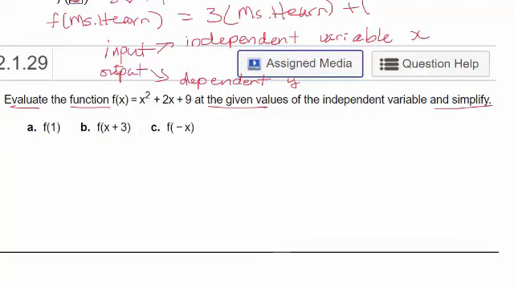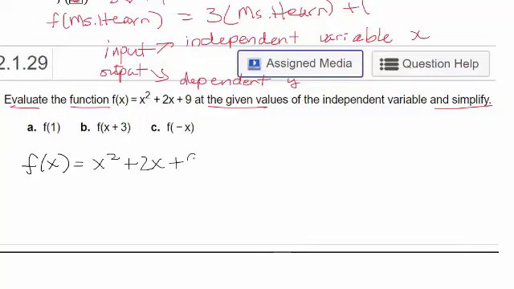Start with f of 1. So remember, my original function was f of x equals x squared plus 2x plus 9. And each of these x's is really just a placeholder. What I mean by that is we can put anything we want in there. So think of it as a box. Whatever we put in there, we're going to square it and we're going to multiply 2 times it, and then we're going to add 9 to it. Okay, whatever's in the box.